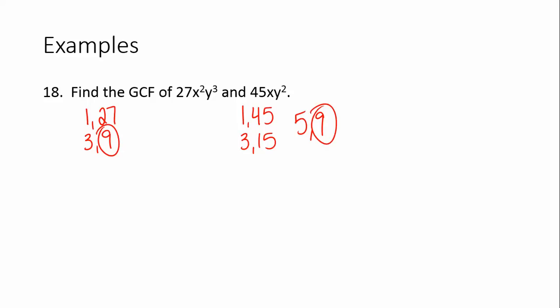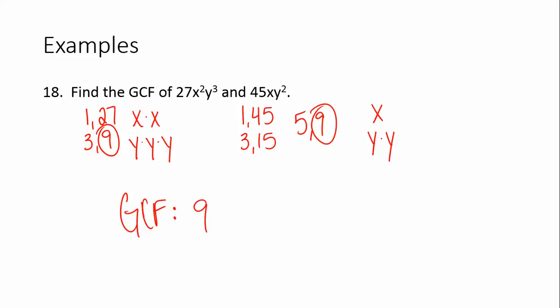is the 9. But now let's talk about the variables. We have x times x and y times y times y on the left, and we have x, y times y on the right. So the greatest common factor is, again, the largest number that they have in common. That's the 9. But the fewest of the variables they share. So they do share x's. I have 2 on the left and 1 on the right. So we're going to take the 1 from the right because that's all this one can share.